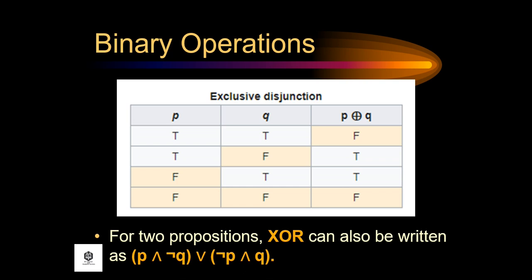T and T is equal to F, T and F is equal to T, F and T is equal to T, F and F is equal to F. So that's the truth table for exclusive disjunction. For two propositions, XOR can also be written as the following on the screen.